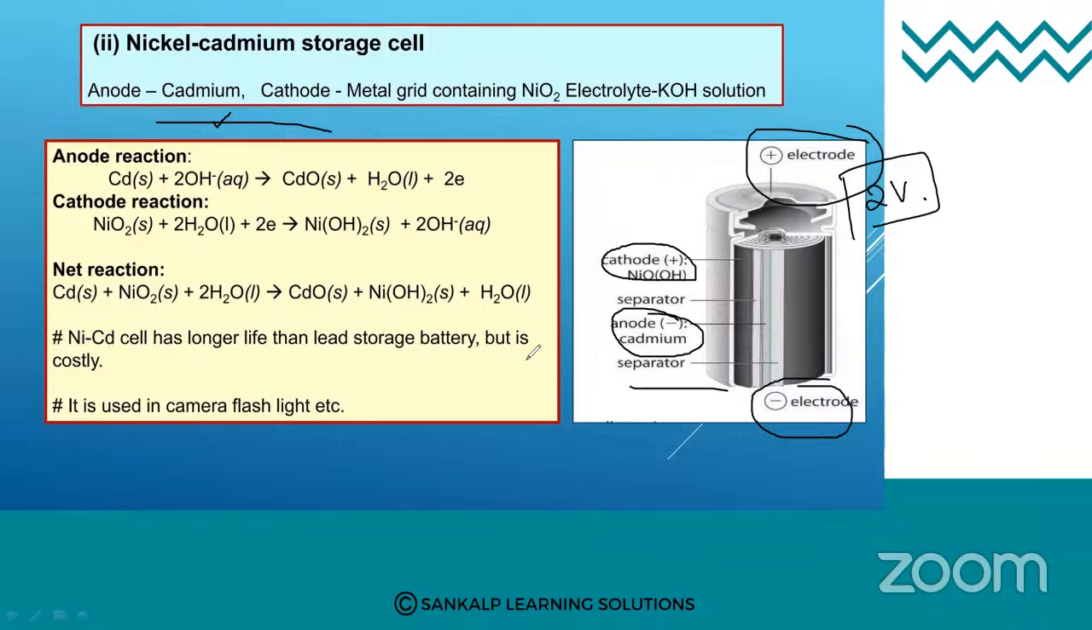So what is the anode reaction? The anode reaction is cadmium plus 2OH minus gives you cadmium oxide plus H2O plus 2 electrons. And nickel oxide plus water plus 2 electrons gives you nickel hydroxide plus 2 OH minus. So the net reaction is important here.